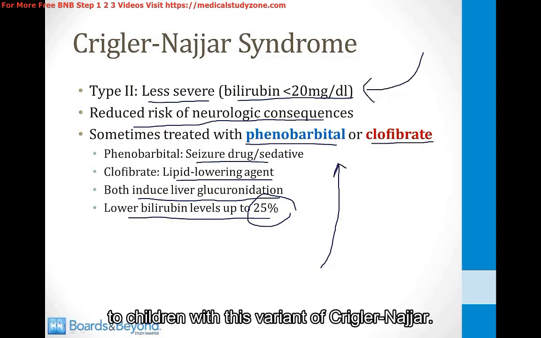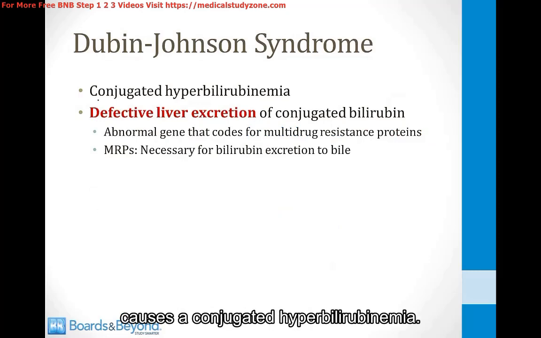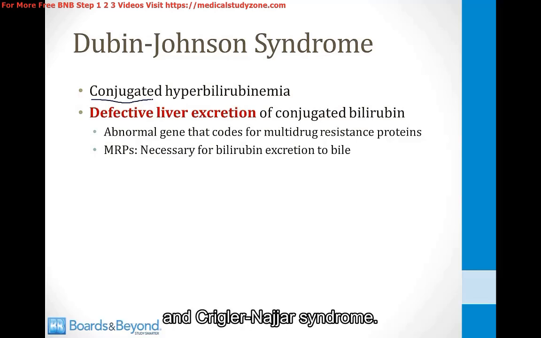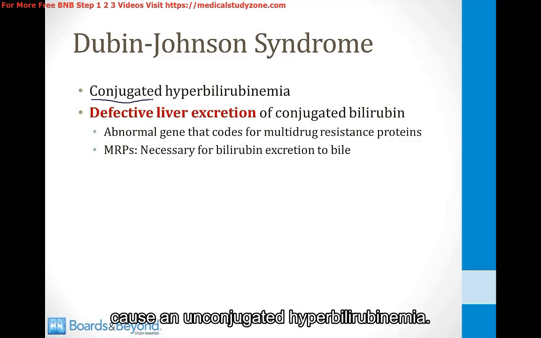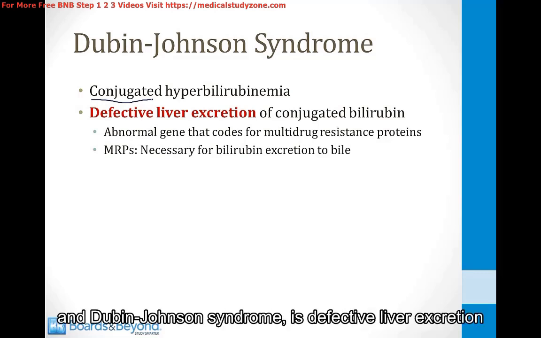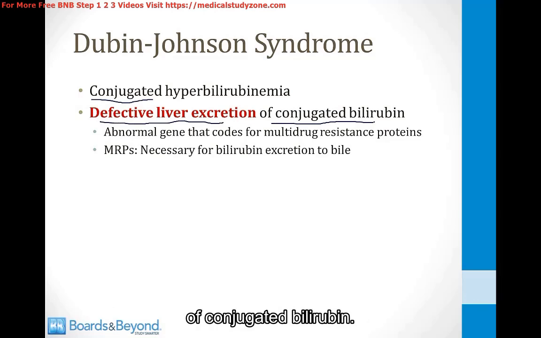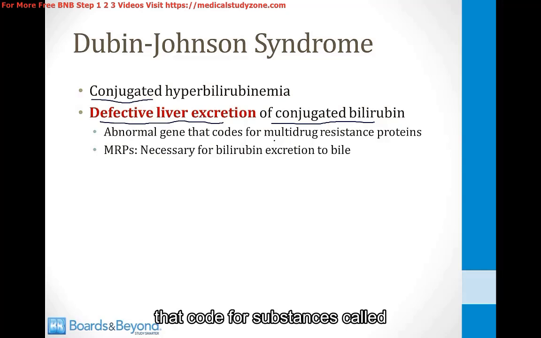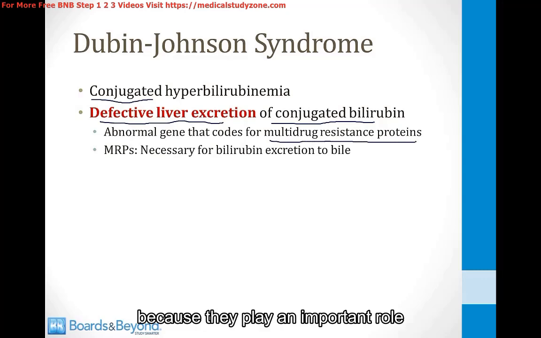Dubin-Johnson syndrome causes a conjugated hyperbilirubinemia, and this makes it distinct from Gilbert syndrome and Crigler-Najjar syndrome. Both of those conditions cause an unconjugated hyperbilirubinemia. The cause of elevated bilirubin levels in Dubin-Johnson syndrome is defective liver excretion of conjugated bilirubin. Patients with Dubin-Johnson have abnormal genes that code for substances called multi-drug resistance proteins. They get these names because they play an important role in resistance to chemotherapy drugs.